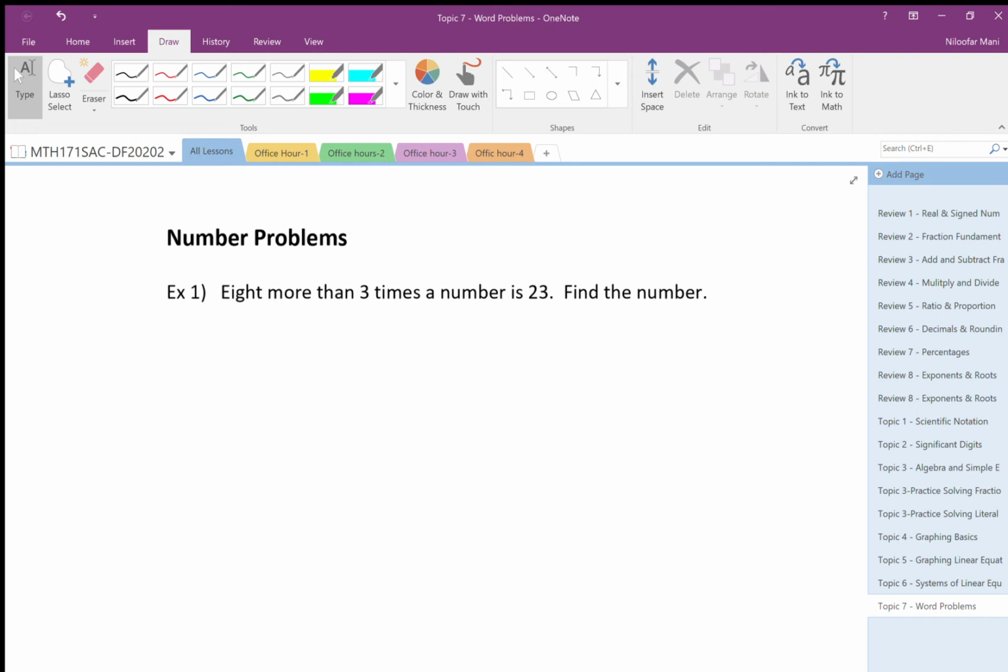Okay, 8 more than 3 times a number is 23. Once I had this question and one student wrote 8 more than 3x. No. If I say 8 is more than, yes, that's correct. But no, it says 8 more than 3 times a number. 8 more than 1 is 9. 8 more than 10 is 18. 8 more than 80 is 88. Okay? So 8 more than 3 times a number is 23. It means find a number.